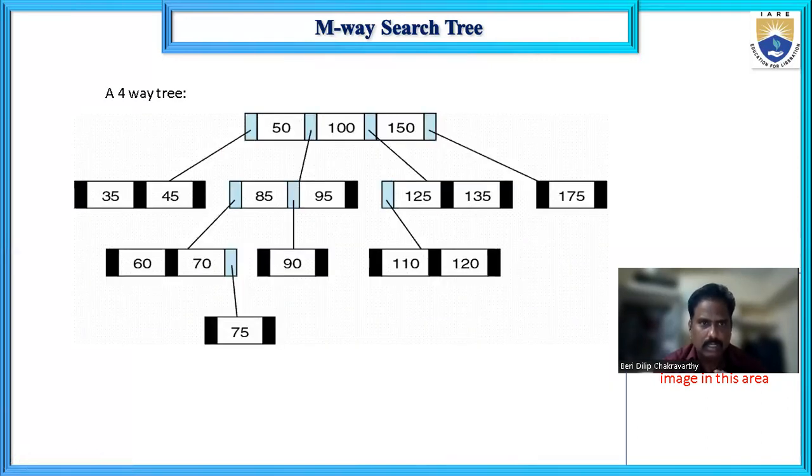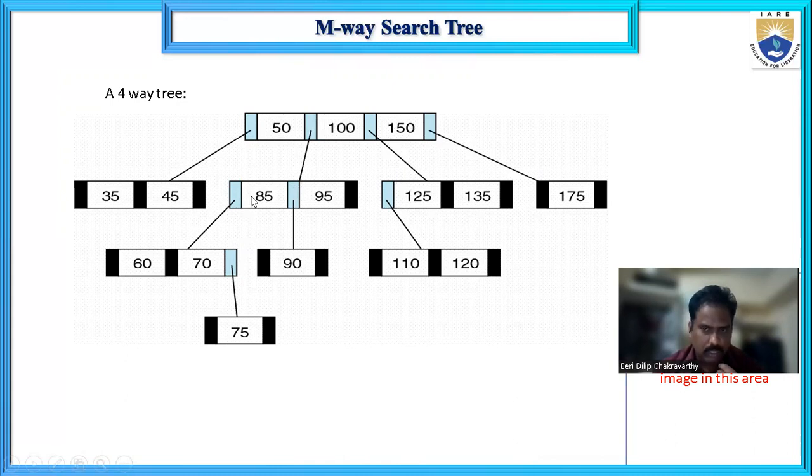Observe another example. It is a four-way tree, where each node has at most four children, and the key fields are 4 minus 1, that is 3. All the elements here we are placing are less than 50, and here the elements are greater than 50 and less than 100. Here greater than 100 and less than 150. Here greater than 150. In this way we place the elements.